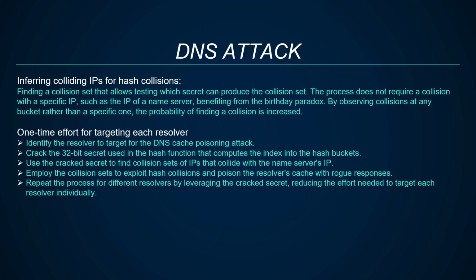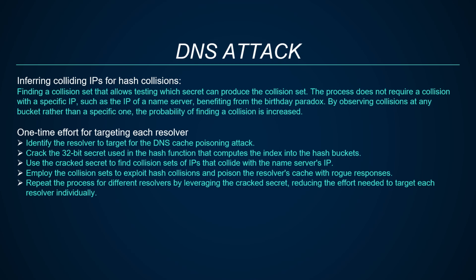To uncover IP collisions, attackers may need to infer the secret employed by the hash function responsible for calculating the index into the cache buckets. Typically, the secret is 32-bit and persists until the system undergoes a reboot. Once deciphered, this secret can be harnessed to identify which IP addresses collide with a specific name server's IP.